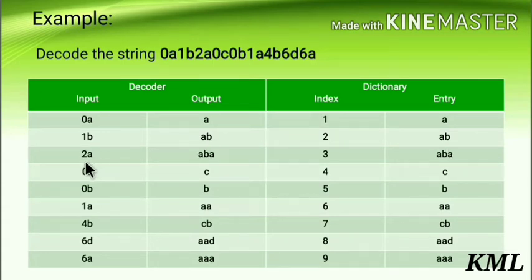Next you have 2A. Now find a letter corresponding to index 2. For 2 we have AB. So replace this 2 with AB. So you get ABA. Increment the index and write this ABA in the entry.